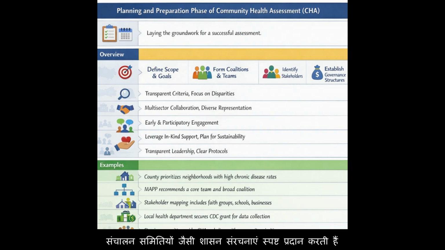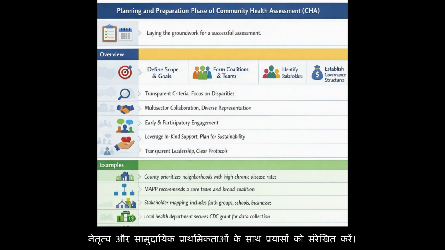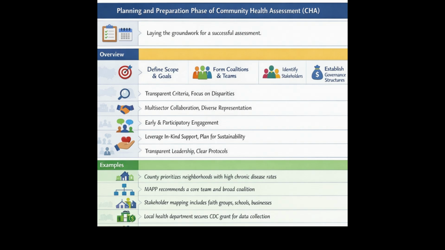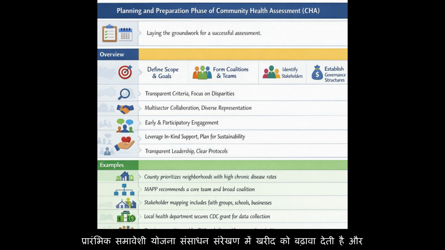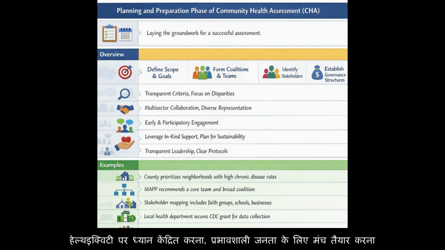Governance structures like steering committees provide clear leadership and align efforts with community priorities. Early inclusive planning fosters buy-in, resource alignment, and a focus on health equity, setting the stage for impactful public health strategies.